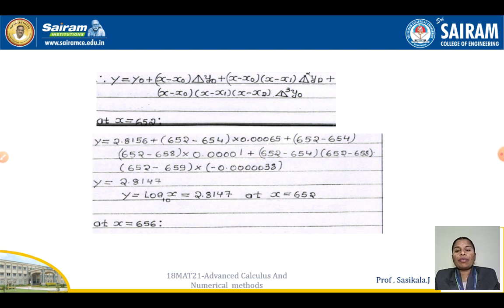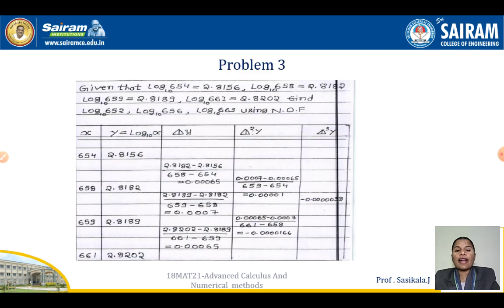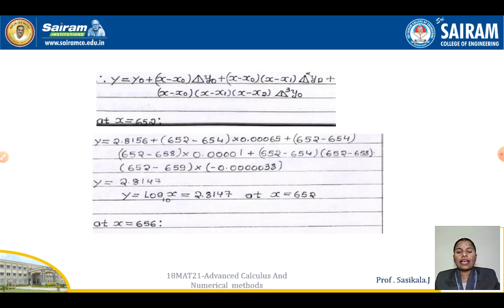So there will be two methods. Since the question is asked for 3 values, if it is okay, we can go ahead and fit a polynomial first, though the question has not asked for it. After that you can replace with 652, 656 and 663, and you can get the values. Otherwise, you can do all the 3 separately, you can substitute it. Both ways we can approach.